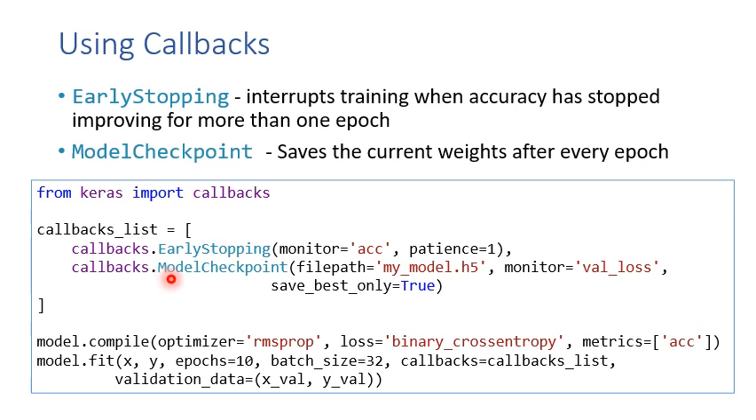Also, the second callback we pass is the model checkpoint. We define the name and the file path of the model, and the monitor parameter is the validation loss. And we can set the option save best only. So whenever we have a lower validation loss, we will save the current model checkpoint. Once we have the callback list, we can just pass it to the fit function. Then during training, Keras will automatically call the callback functions defined in our callback list.